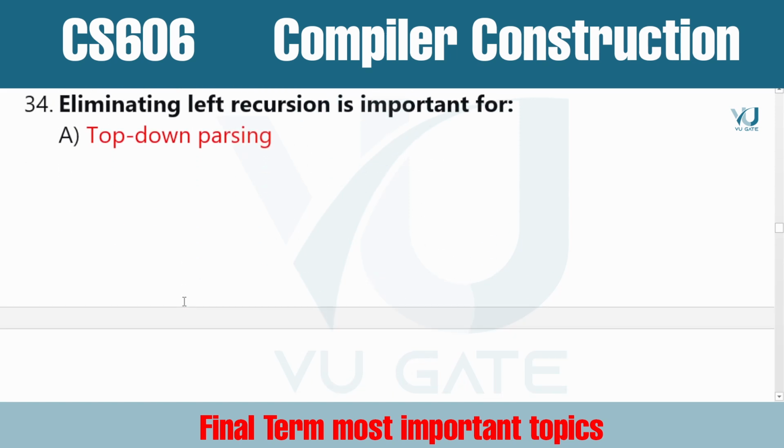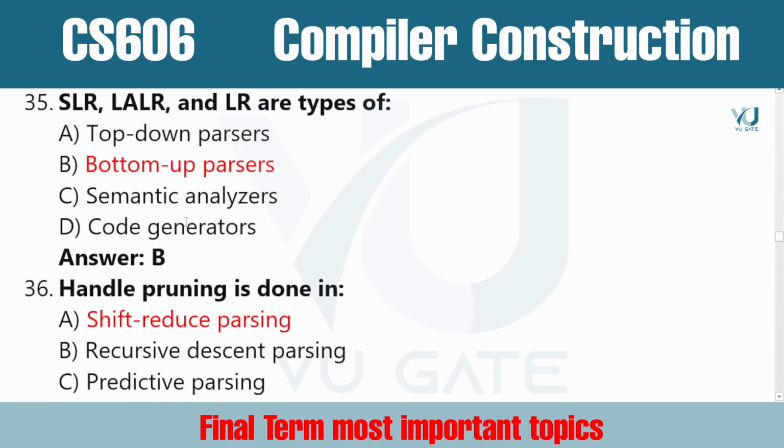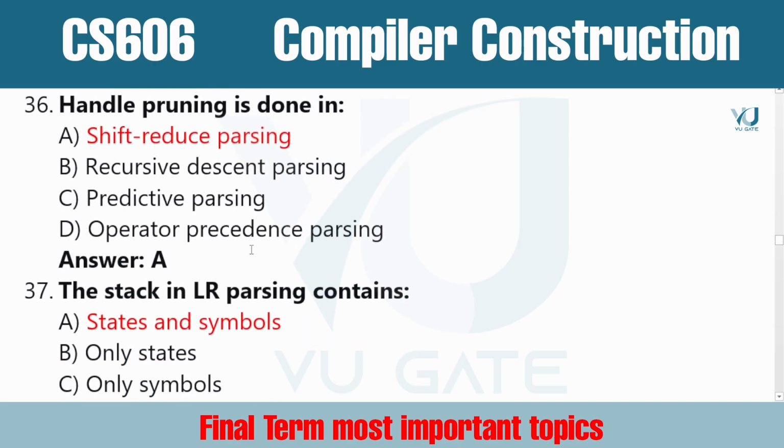Eliminating left recursion is important for. The correct answer is option A, top-down parsing. SLR, LALR, and LR are types of. The correct answer is option B, bottom-up parsers. Handle pruning is done in. The correct answer is option A, shift-reduce parsing.